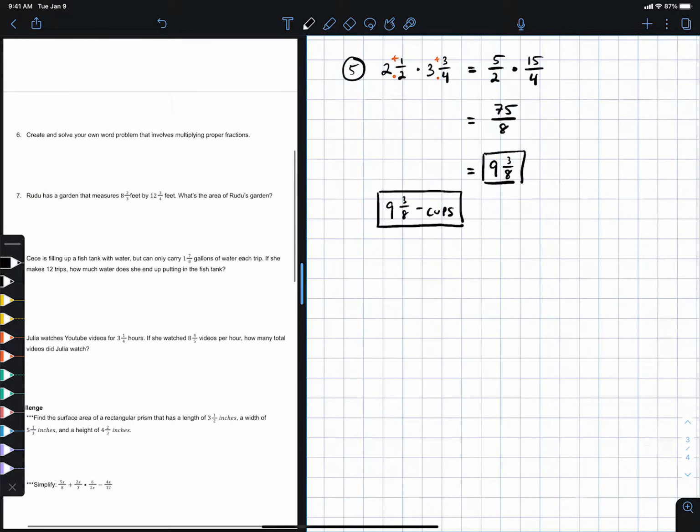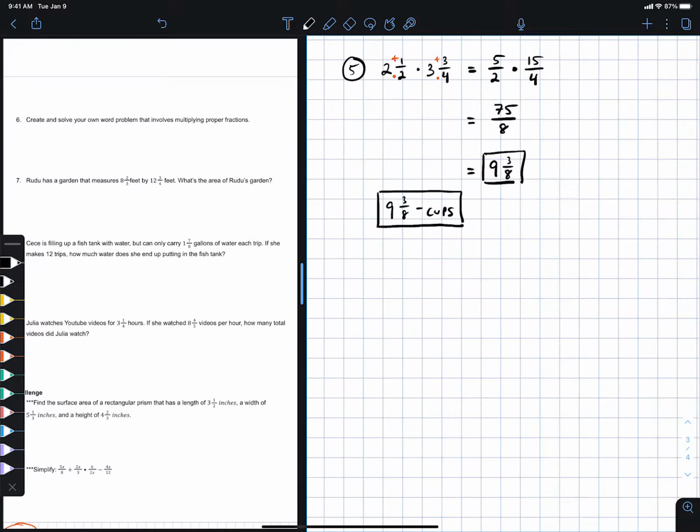Okay, that's number 5. Number 6, create and solve your own word problem that involves multiplying proper fractions. I'm going to say, today, Miss Jaeger ate 7/8 of a bag of fruit snacks.